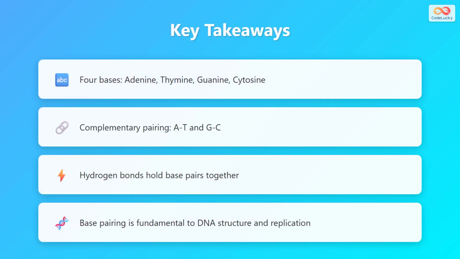Let us summarize what we have learned. First, there are 4 bases in DNA: adenine, thymine, guanine, and cytosine. Second, these bases follow complementary pairing rules. A pairs with T and G pairs with C. Third, hydrogen bonds hold base pairs together, with A-T having 2 bonds and G-C having 3 bonds. Finally, this base pairing is fundamental to DNA structure and replication, ensuring that genetic information is accurately copied and passed on. Understanding these basic principles is essential for learning more advanced topics in genetics and molecular biology.